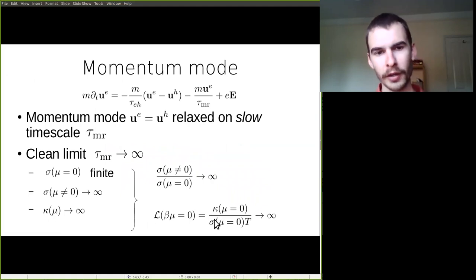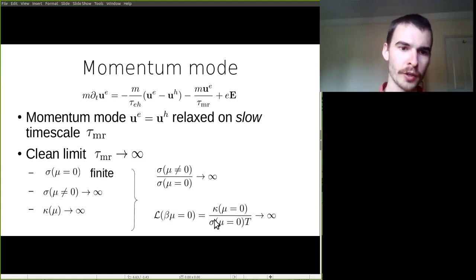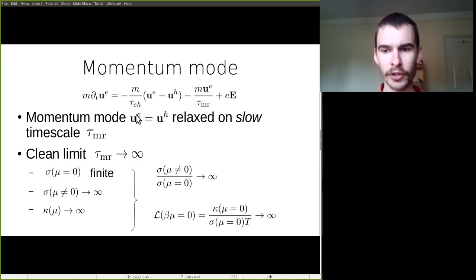And there's one thing I want to emphasize about these two fluid equations, which is the presence of a long-lived momentum mode. So if we've got this momentum mode where electrons and holes are moving at the same velocity, then of course the Coulomb drag term vanishes, and this momentum mode is relaxed on a much slower timescale, which is this momentum relaxing timescale. And so we can consider the extreme limit where the momentum relaxing timescale goes to infinity. And in this limit, there's three important consequences.